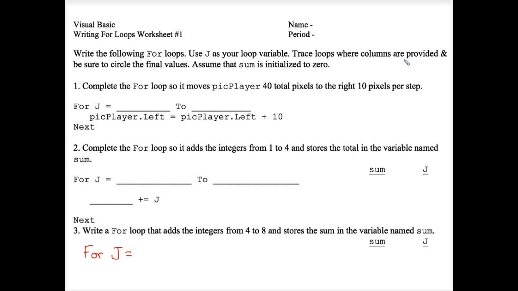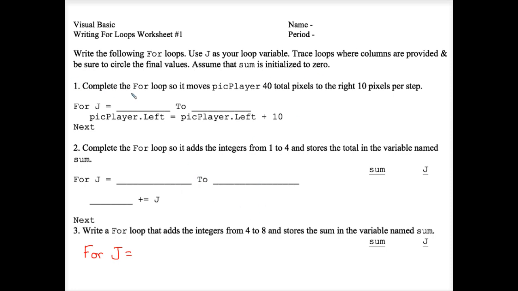Trace the loops where columns are provided. Okay, I see sum and J right there, they're provided. You'll have to trace this and this for full credit. Also, be sure to circle your final values. So eventually something will be circled here under sum and something under J. And sum is initialized to 0 everywhere on this worksheet. We'll talk about that later.